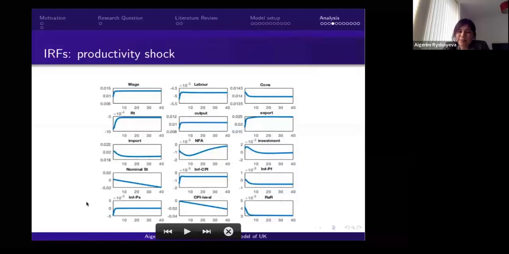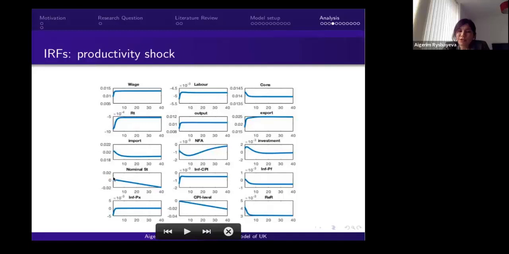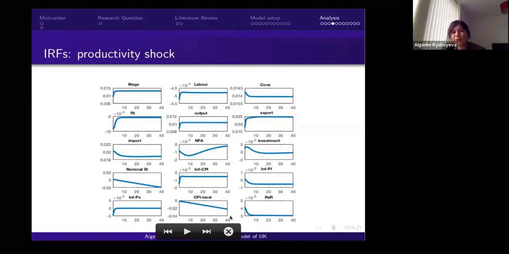So why is this the case? Because in the short run, the nominal exchange rate is determined by the UIP condition. But in the long run, we have the purchasing power parity condition, the law of one price. So because of that, the nominal exchange rate depreciates and the CPI level also decreases. So the exchange rate pass-through is positive.